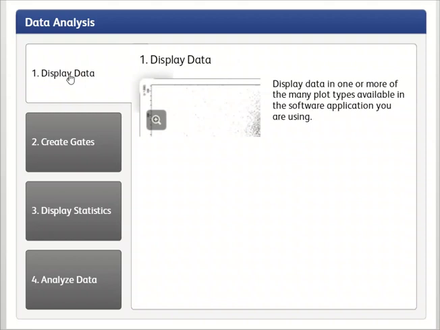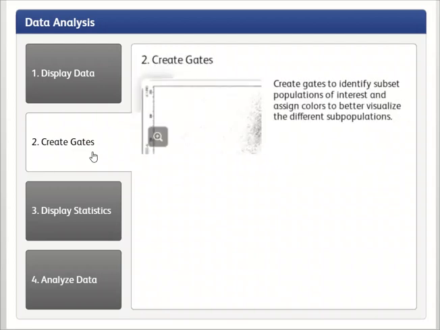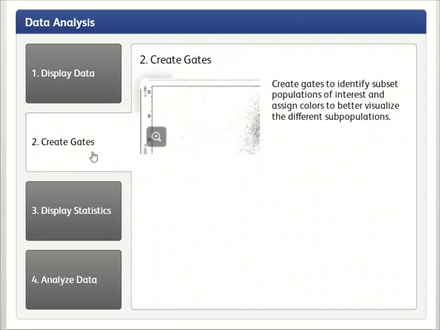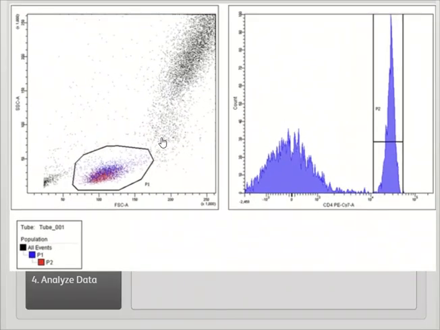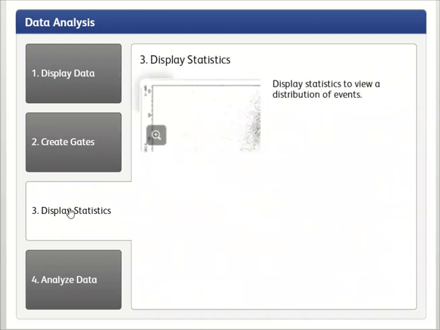Data display. Data displays one or more of the many plot types available in the software application you are using. Two, create gates. Create gates to identify subset populations of interest and assign colors to better visualize the different subpopulations. Three, display statistics. Display statistics to view a distribution of events.